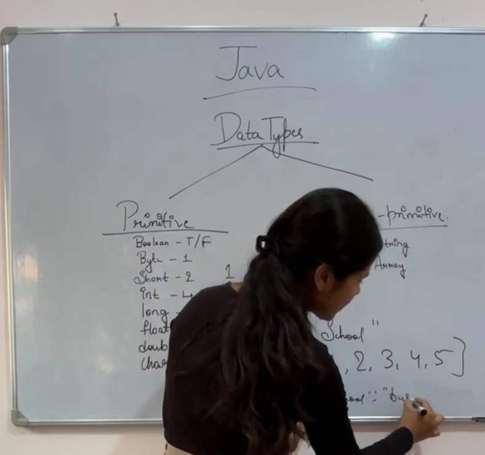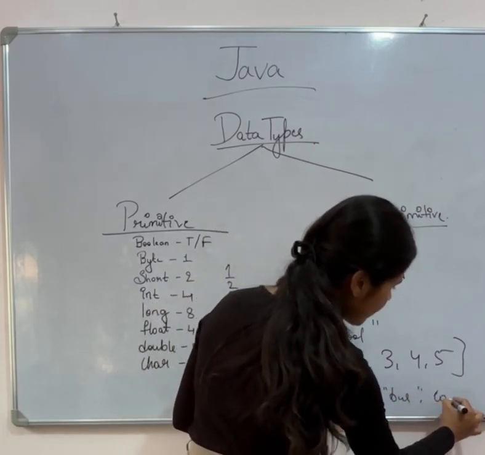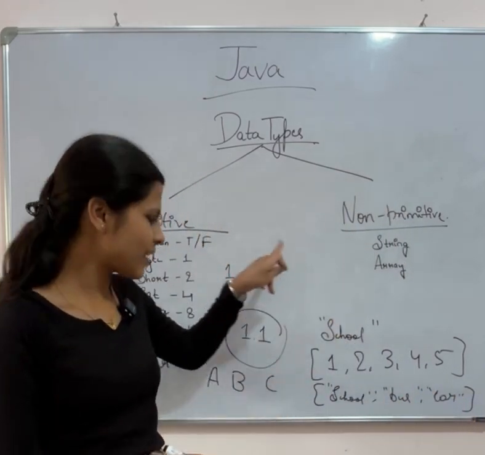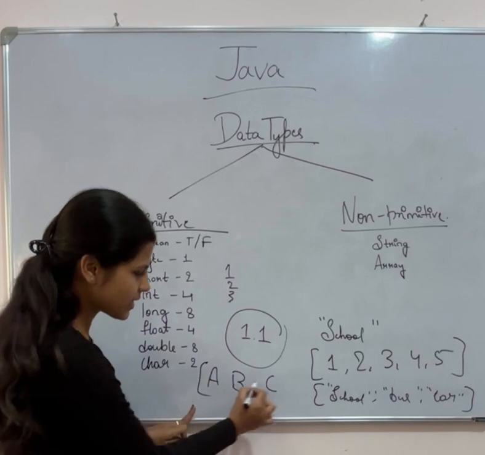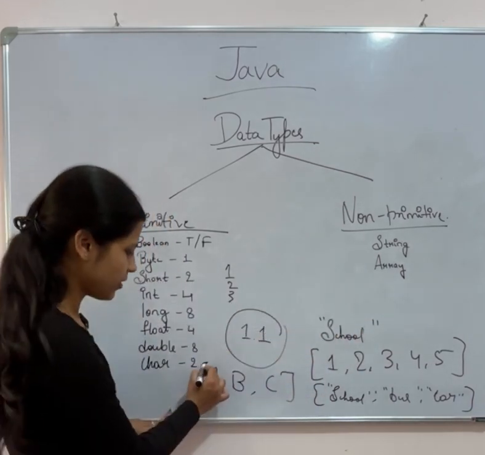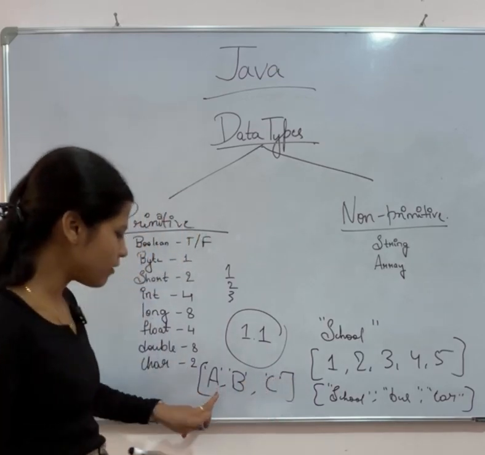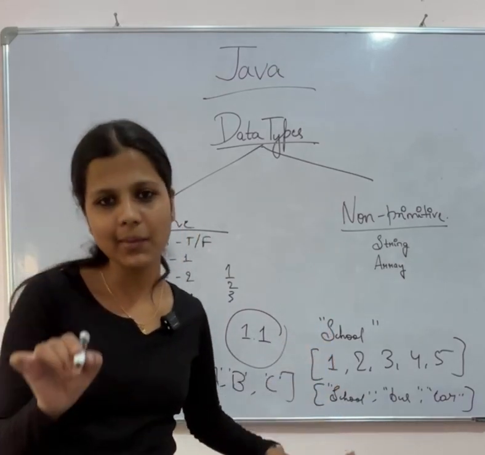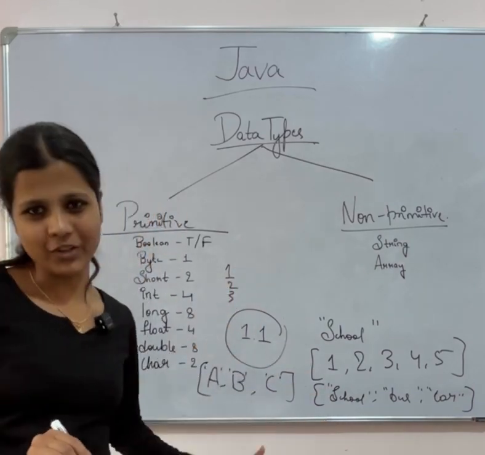bus, car, you can go with an array. In the same way, the characters, you can save all these characters in a single array, right? Always a character will be quoted with single quotes, a string will be quoted with double quotes, and an integer has no quotes, right?